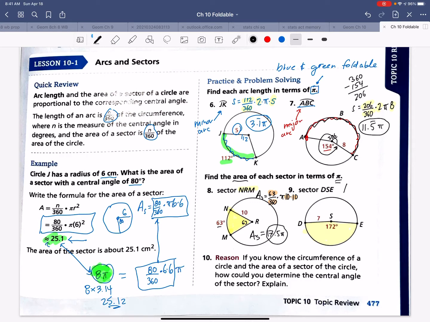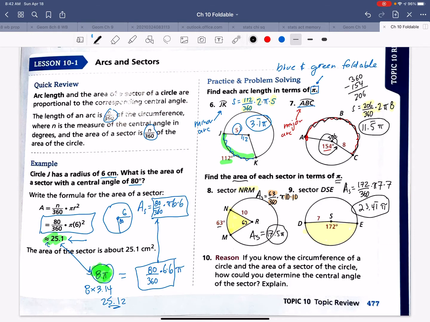Here, the area of my sector would be 172 over 360 and pi radius squared. So pi times 7 times 7. So 172 divided by 360 times 7 times 7. 23.41 repeating pi.